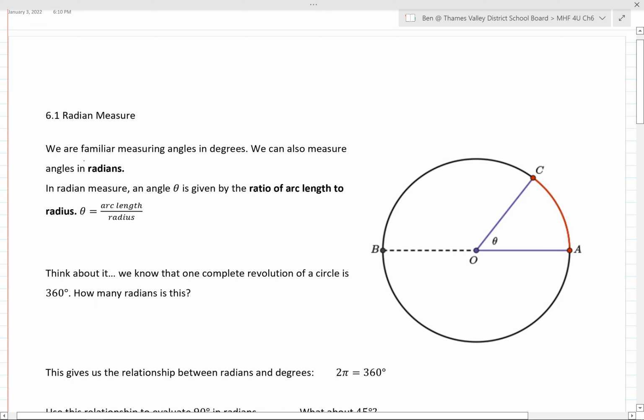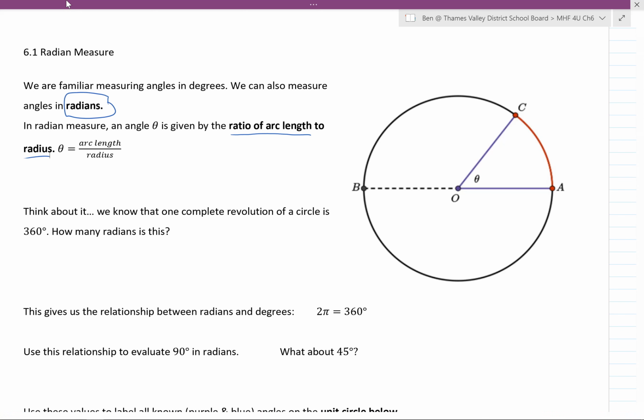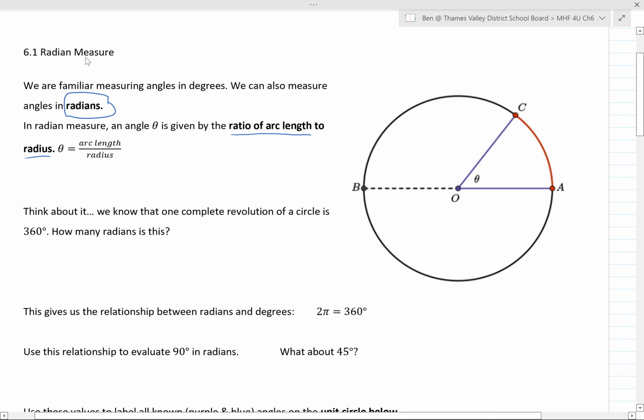All right, so we're familiar measuring angles in degrees. We can also measure our angles in what we call radians. Radians are unitless, and you'll see what I mean by that in a moment. But a radian is simply an angle given by the ratio of arc length to radius. So we can ask ourselves, okay, what is arc length? We haven't really been using angles too much in this course yet. Arc length is the length along the arc of a circle, of a curve. So in this case here, the arc length would be from A to C.